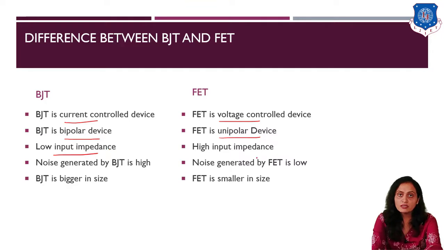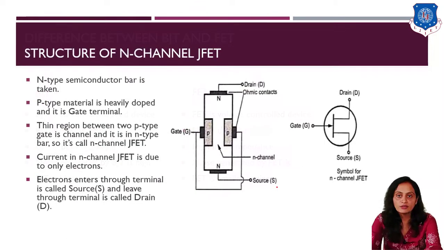Input impedance of BJT is low, whereas the input impedance of FET is high. The noise generated by BJT is high and noise generated by FET is low. BJT is bigger in size and FET is smaller in size. So this is the difference between BJT and FET.